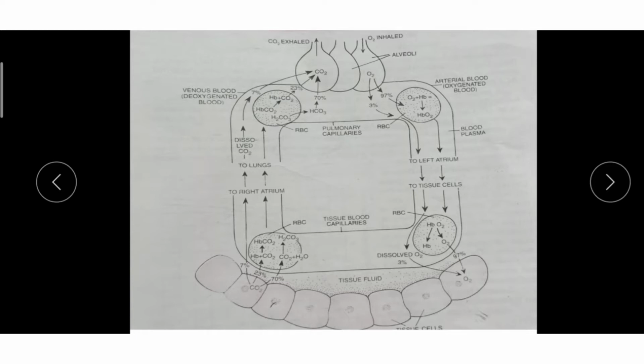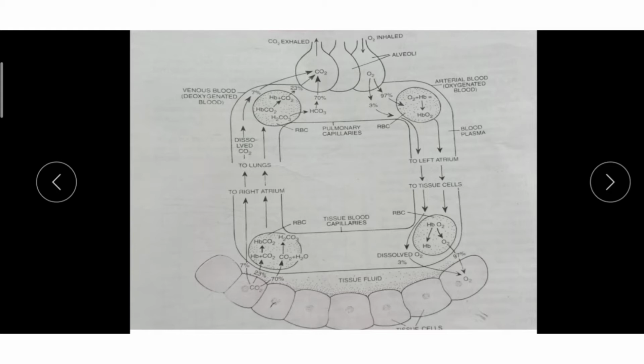Hemoglobin consists of a protein portion called globin and a pigment portion called heme. The heme portion contains 4 atoms of iron, each capable of combining with a molecule of oxygen. Oxygen and hemoglobin combine in an easily reversible reaction to form oxyhemoglobin. Here you can see when oxygen and hemoglobin combine, it forms a compound called oxyhemoglobin. It is then transported into the heart.